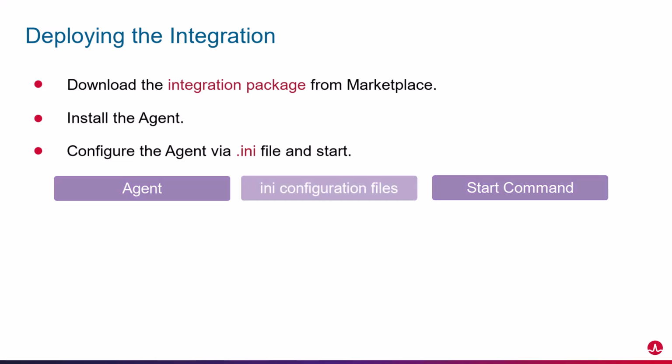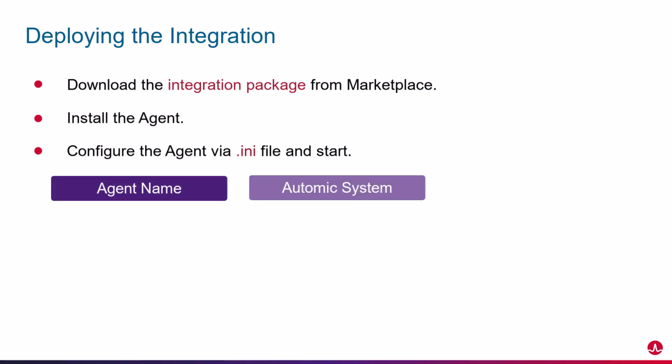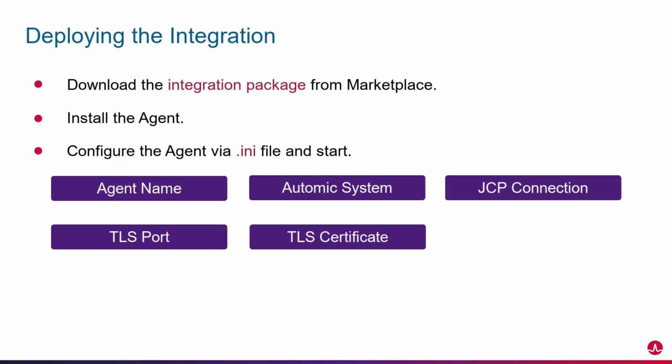AWS SSM is a standard Automic agent. It requires at least 4 values to be updated. First, the agent name. Second, the Automic system. Third, the JCP connection and TLS port. And finally, the TLS certificate.